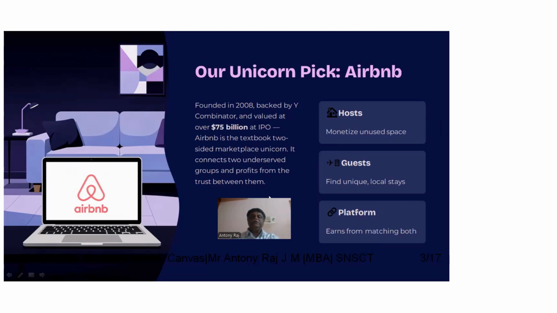So if you look at this, the hosts, what happens? The unused space is getting used, which is monetized, converted into money. And what is the benefit for the guests? They find unique local stays, and the platform is the one which is connecting both.